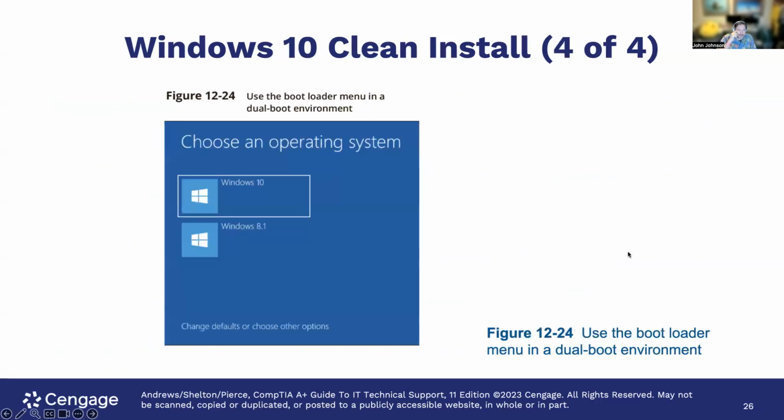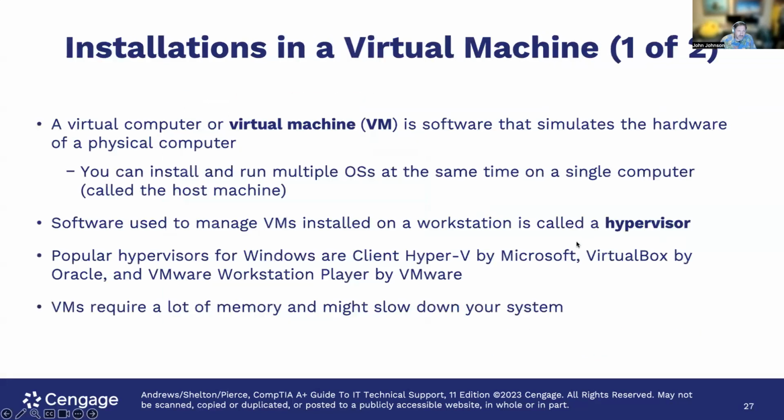So here is when we have a bootloader menu and a dual boot environment, you can see that you can have either Windows 10 or 8.1 on there. So that's a nice little feature if you want to keep different versions. Now for installing in a virtual machine, this is a little bit more fun.